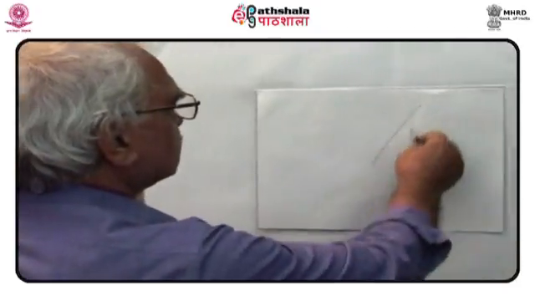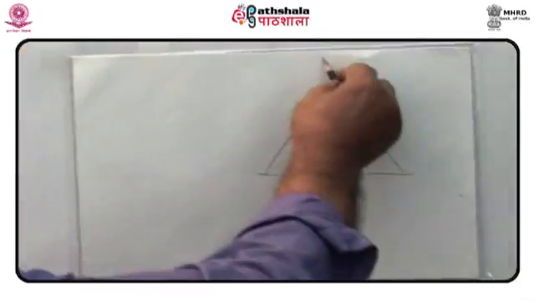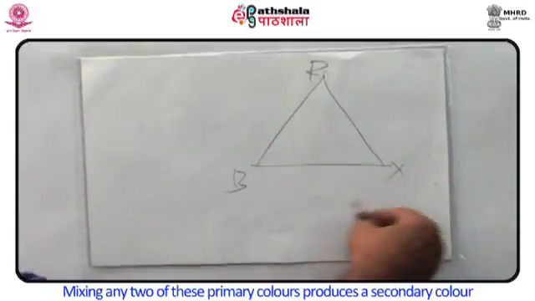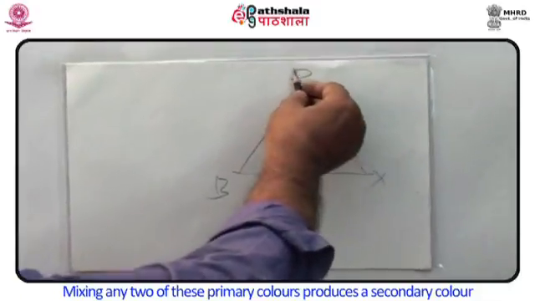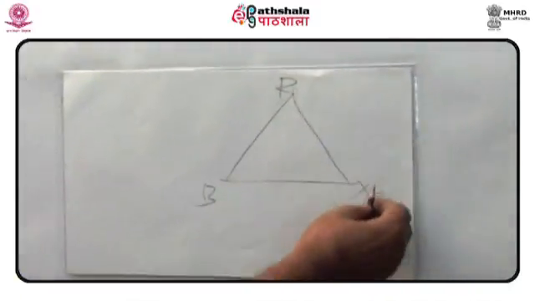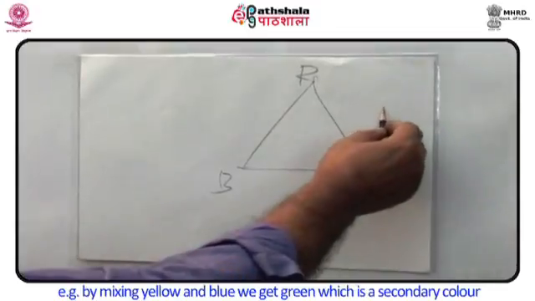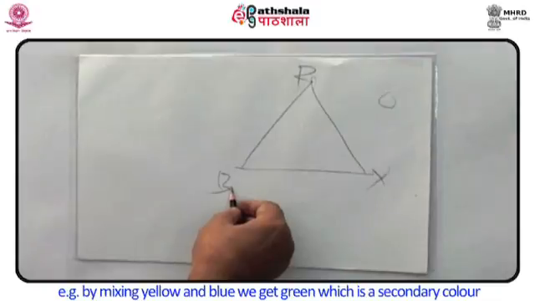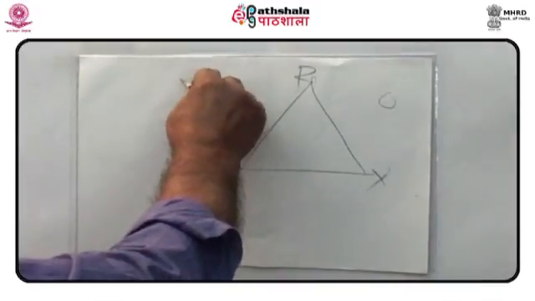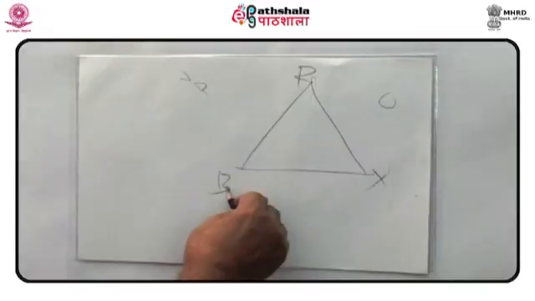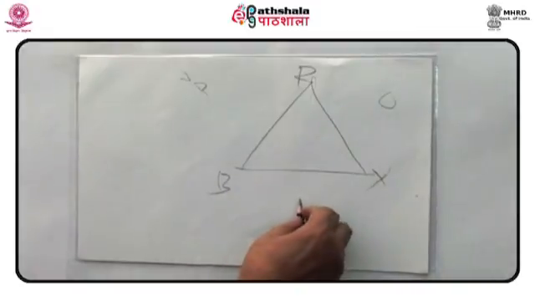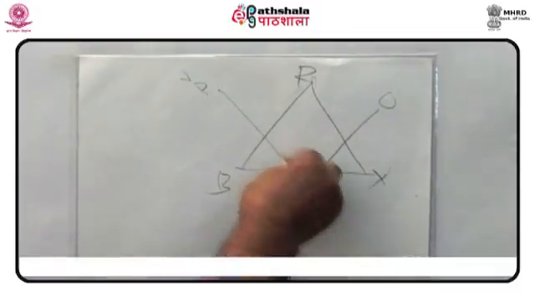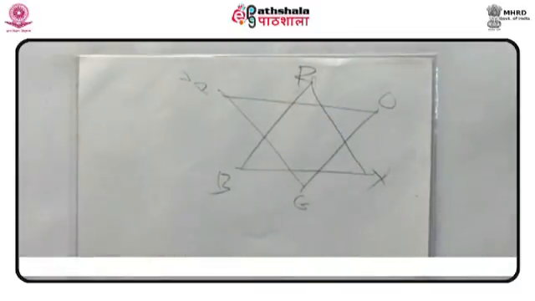In color theory, there are three colors which are called primary colors. These are red, yellow and blue. Mixing any two of these primary colors produces a secondary color. For example, by mixing yellow and blue, we get green, which is a secondary color. Similarly, orange is a mixture of yellow and red, and purple or violet is a mixture of blue and red. These colors are made from the remaining two complementary colors.